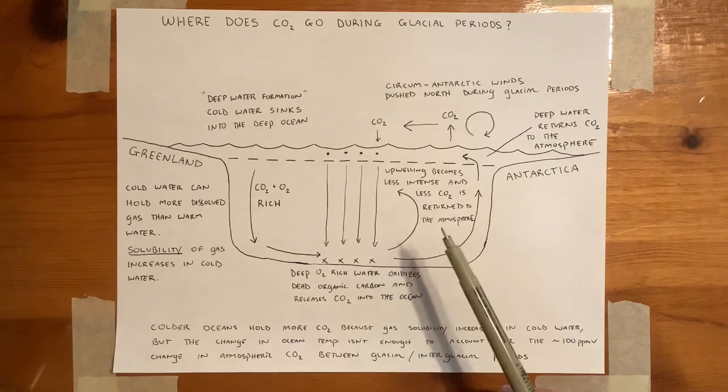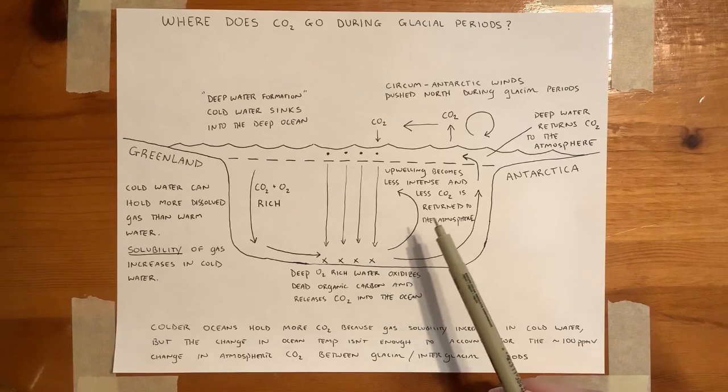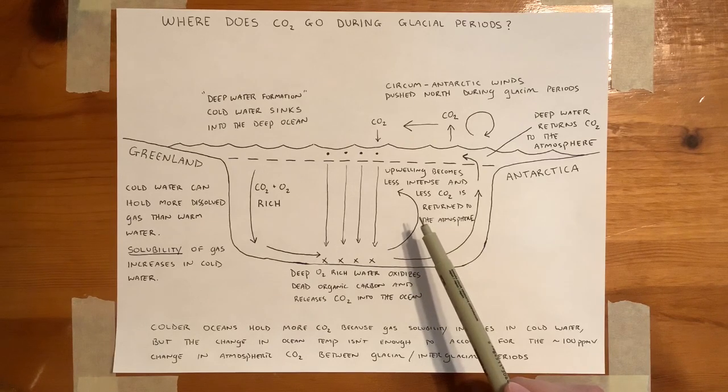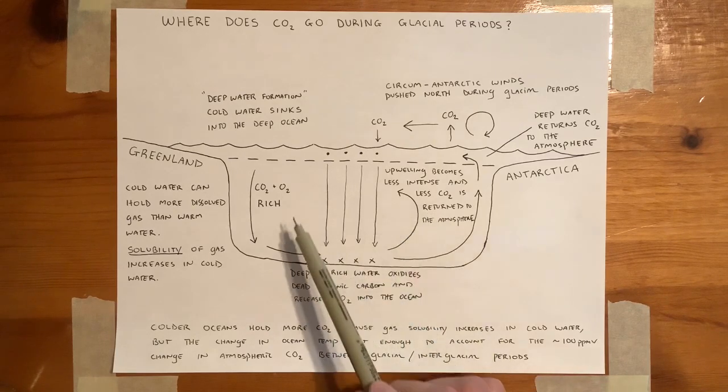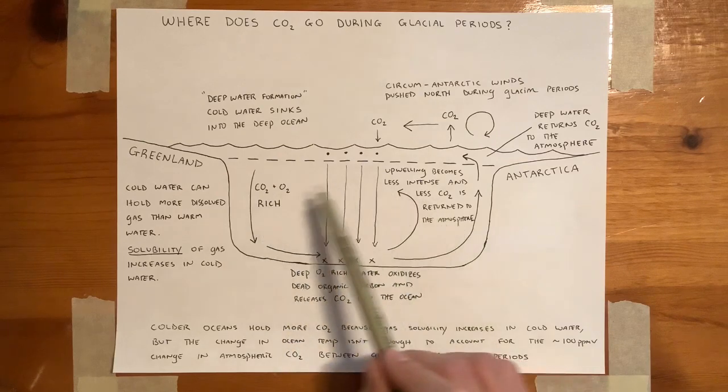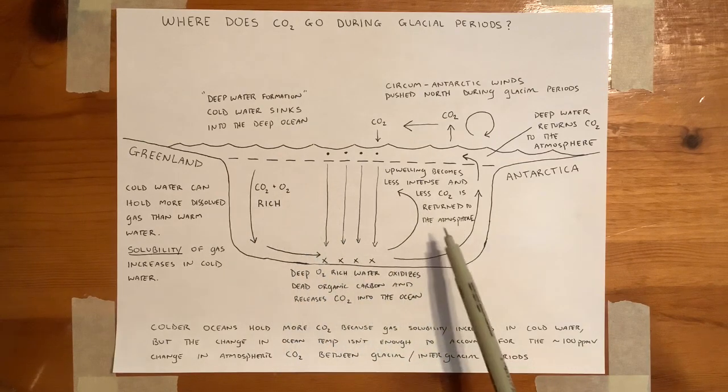That's what happens when global CO2 of the atmosphere is drawn down when Earth gets colder during those glacial periods. More CO2 is trapped in the deep ocean through this process.